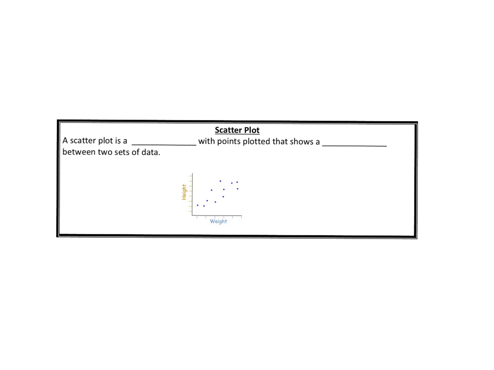A scatter plot is a graph. Notice we have below a scatter plot and it's a graph with points plotted that show a correlation between two sets of data, and basically a correlation is a relationship.